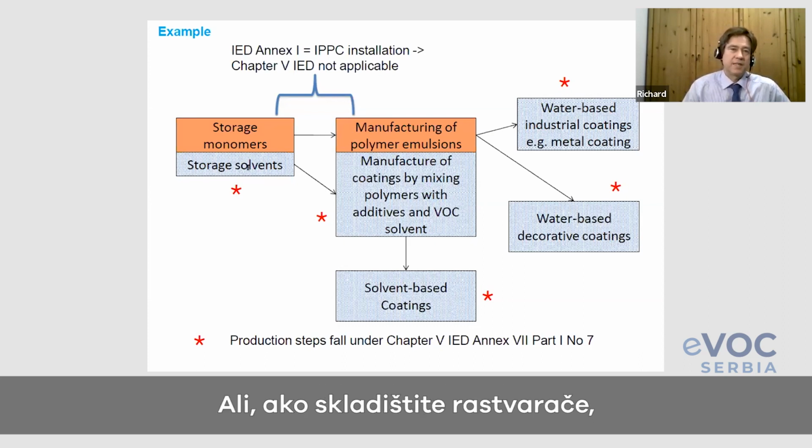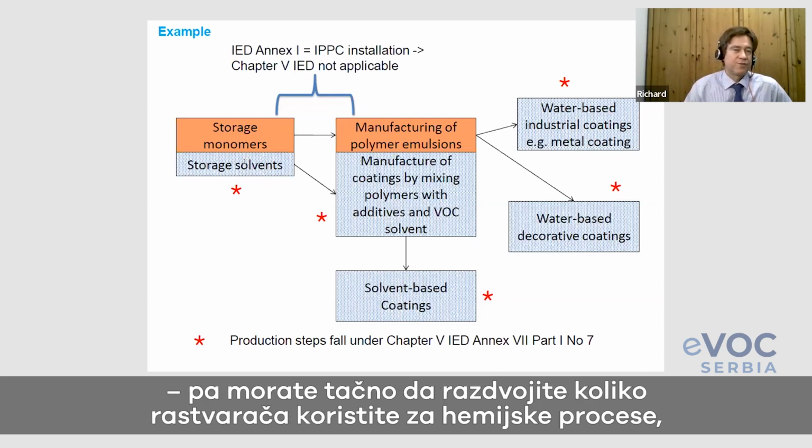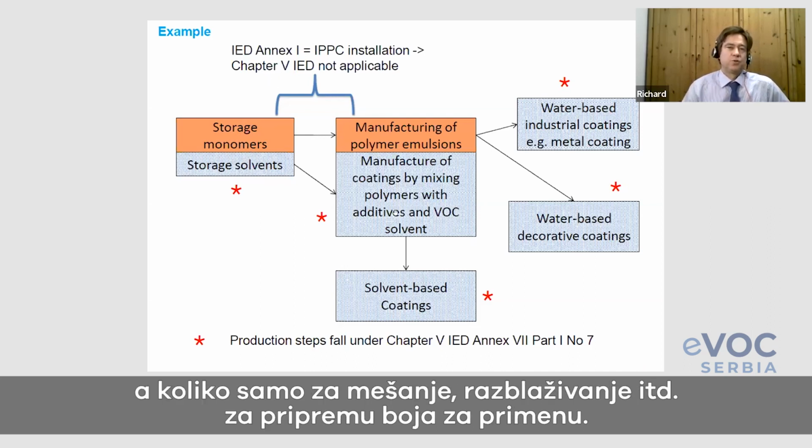But for example, if you use the storage solvents, and that can be complicated because maybe for the chemical reaction you need solvents too, then you have to differentiate. You have to differentiate exactly what is the ratio that you use for the chemical process and what is the ratio that you use for just mixing, dilution, and so on to make the paints applicable.